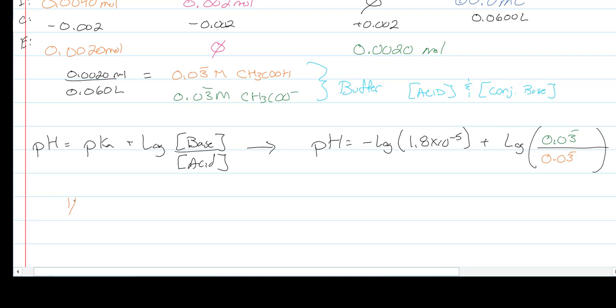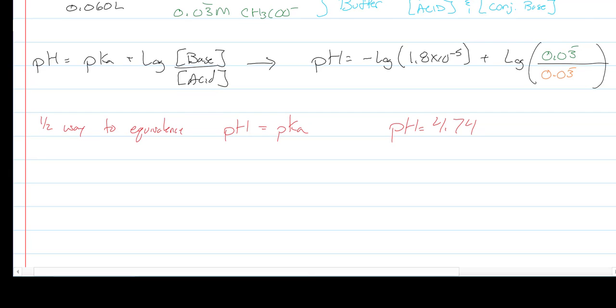So halfway to equivalence, pH equals pKa for a weak, strong, weak titration. In this case, the pH is 4.74 because that's what pKa is. So anytime we're before the equivalence point from strong, weak, we can use this Henderson-Hasselbalch equation to get the pH. And halfway to the equivalence point, the pH is the pKa. Now we have equivalence.